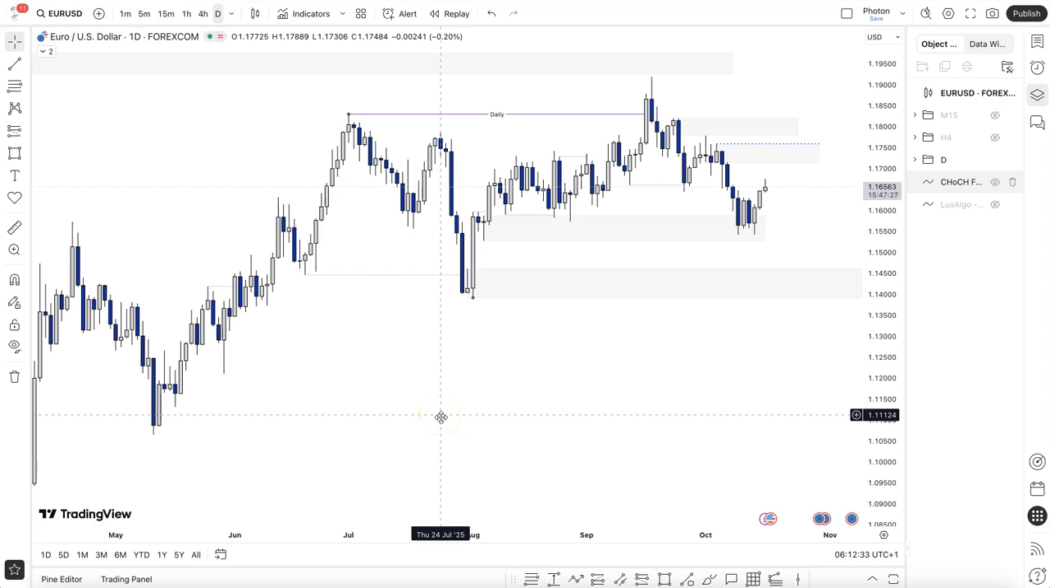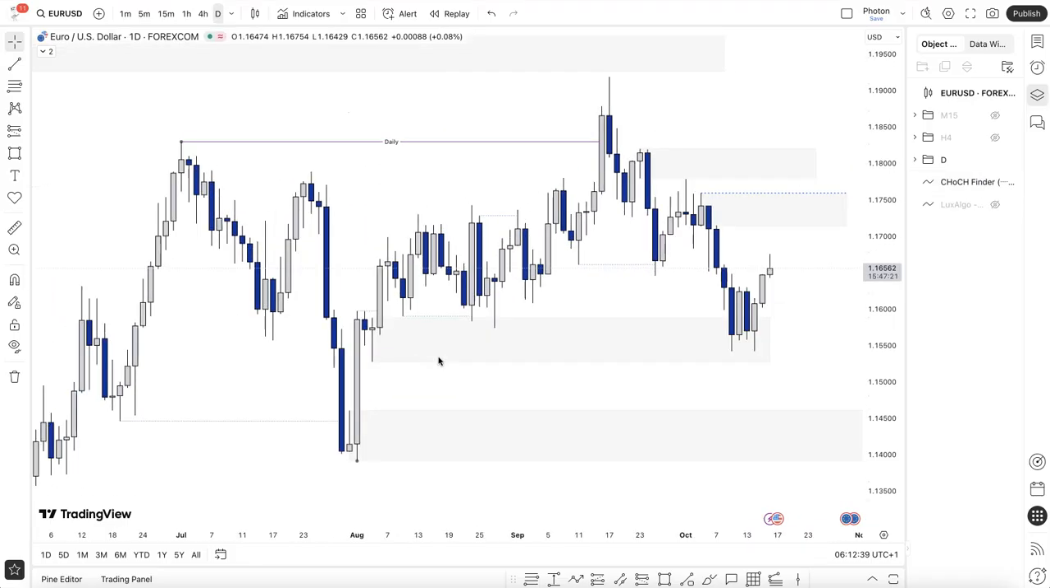Daily forecast for Euro USD for the 16th of October 2025. This is the daily time frame. On the daily time frame, we see that Euro USD is bullish. Why? Because we've had a break of market structure here, and after a break of market structure, we can expect a pullback to happen. So we are currently internally bearish.